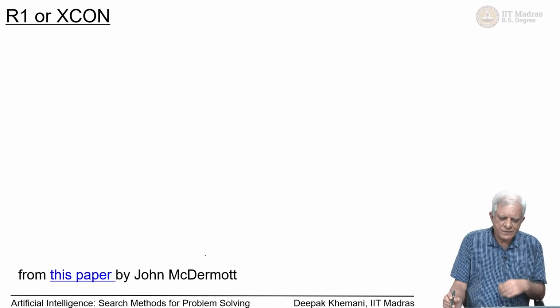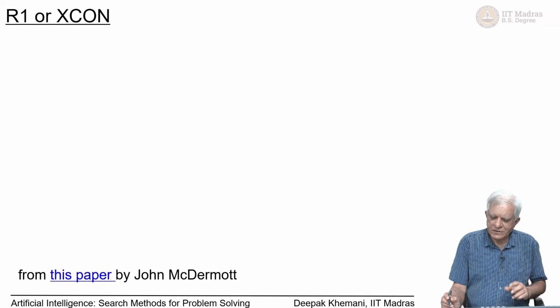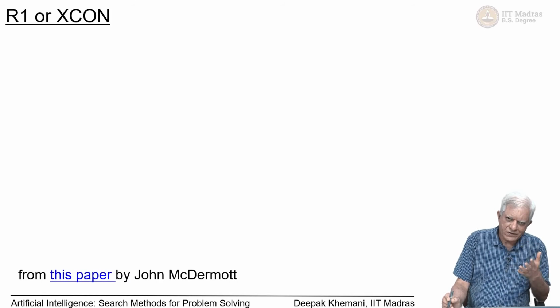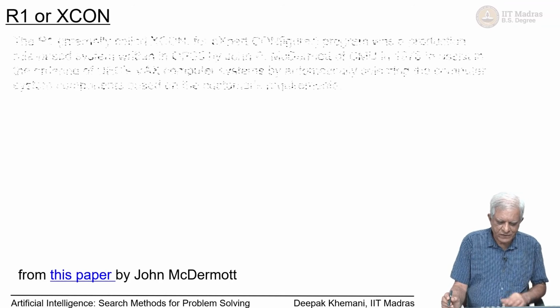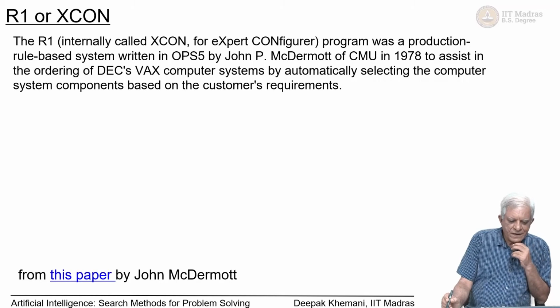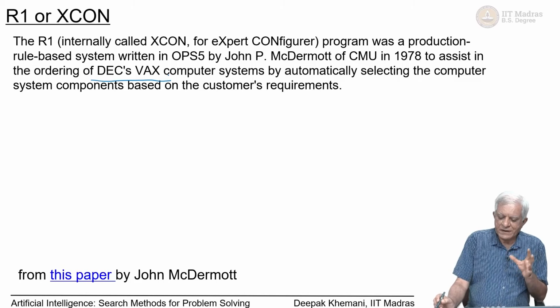So, here is an example of a rule from this system which I mentioned R1, which is also called XCon. It was written by John McDermott, and John McDermott, if you remember, was an author of one of the early good books on AI, which was written by him and Eugene Charniak. So, Charniak and McDermott is how we typically refer to that book. This system called R1, internally it was called XCon for an expert configurer program, was a production rule based system written in this language Ops 5 in 1978, and it was used to assist in ordering of DEC VAX machines, computer systems, by automatically selecting the systems.